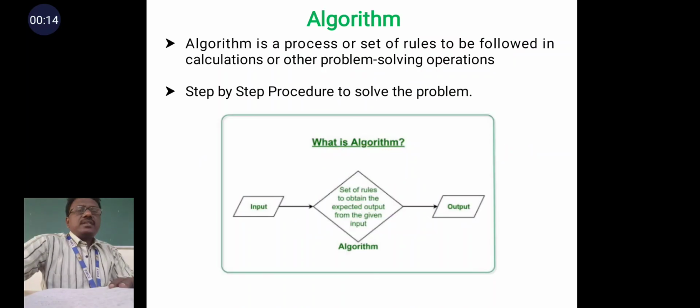First, we see the definition of algorithm. Algorithm means a process or set of rules to be followed in calculations or other problem solving operations. Therefore, algorithm refers to a set of rules or instructions that step by step define how a work is to be executed in order to get the expected results. This algorithm is represented in simple English.